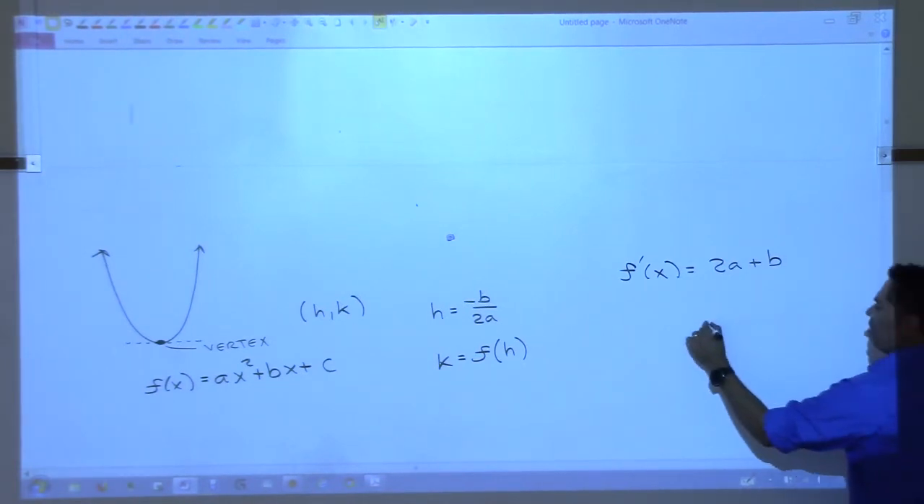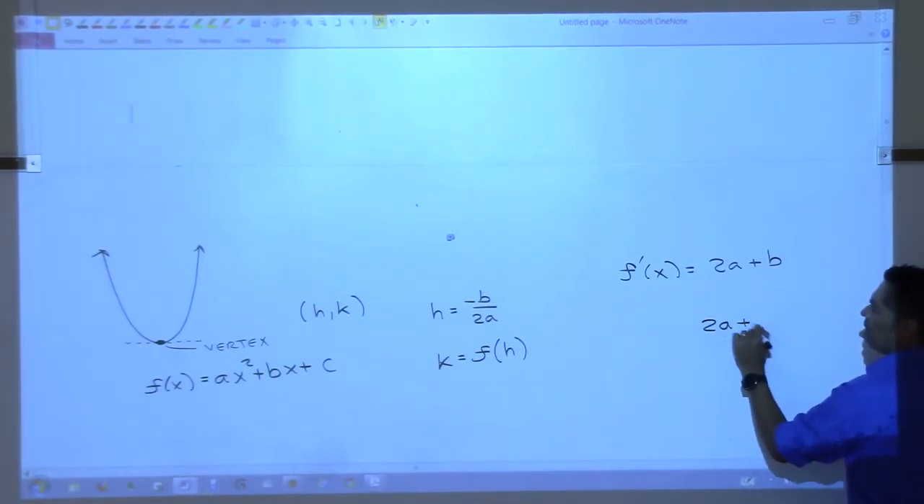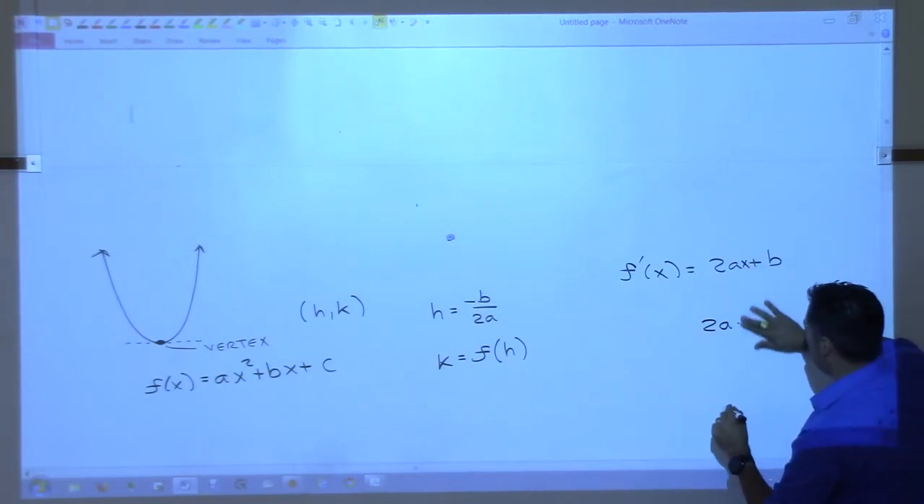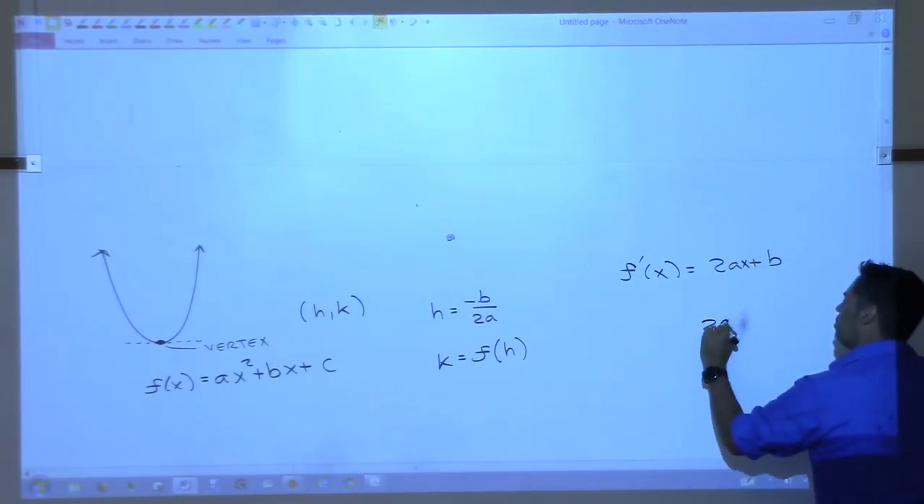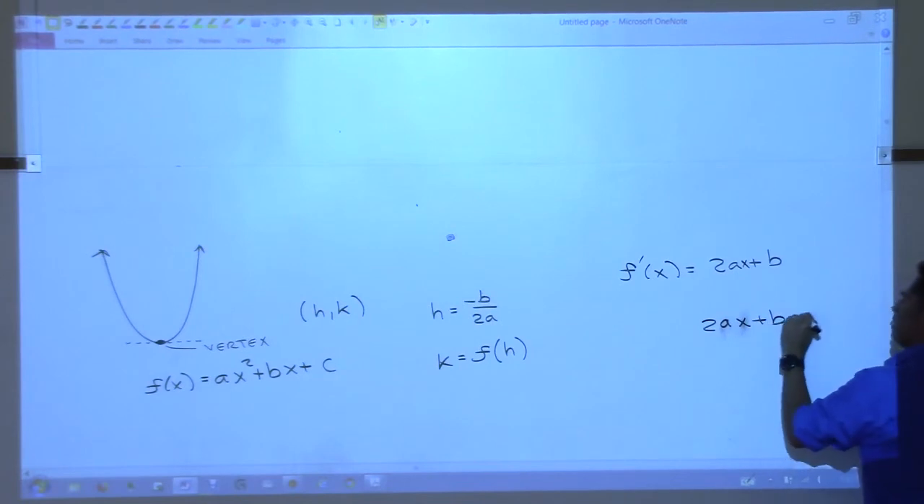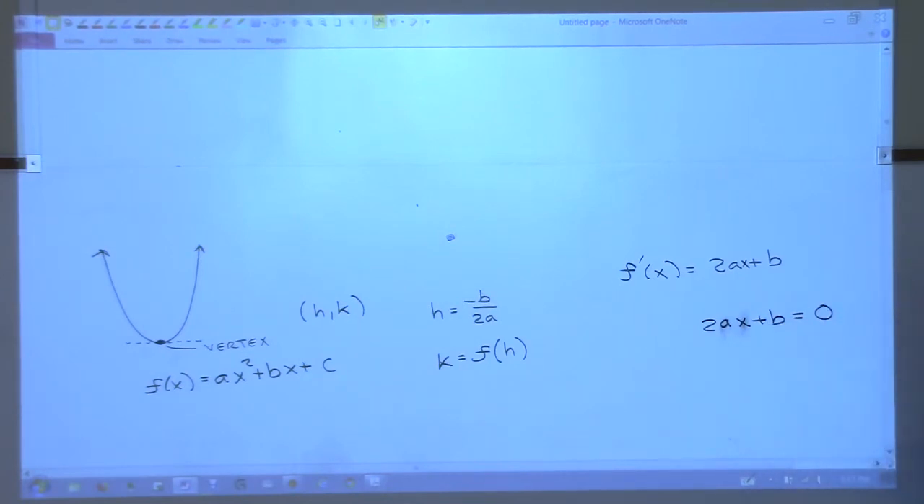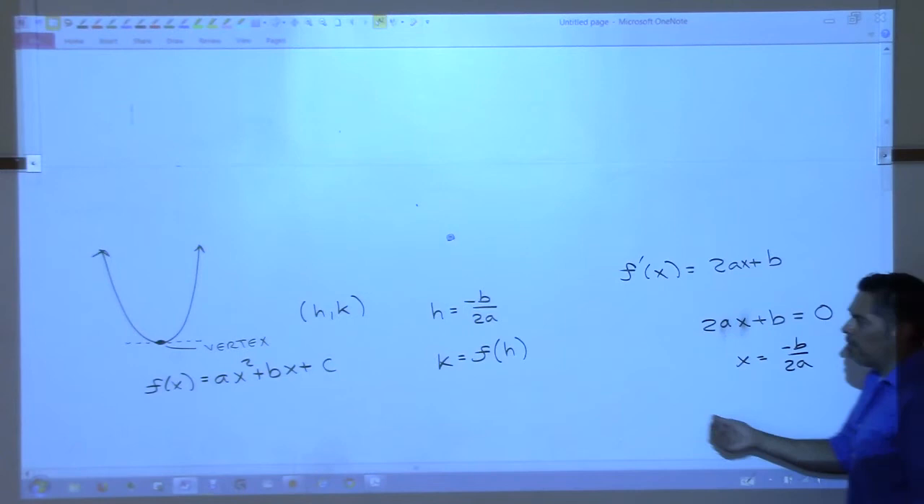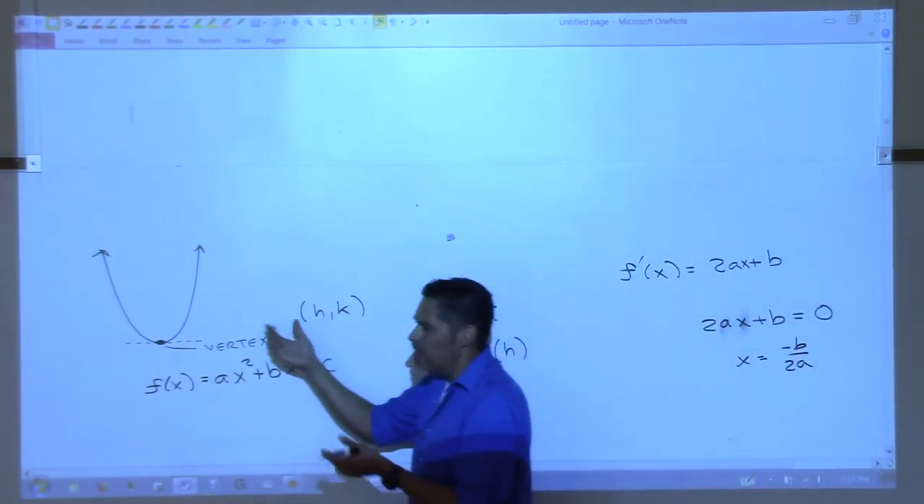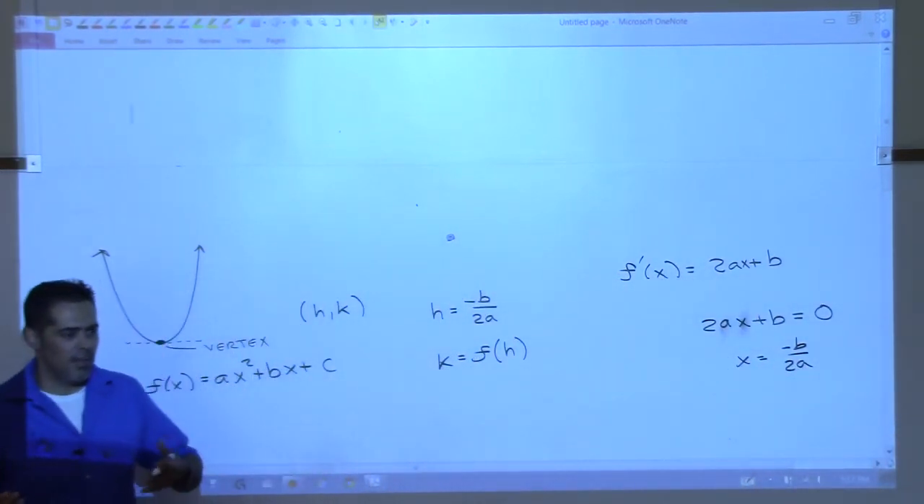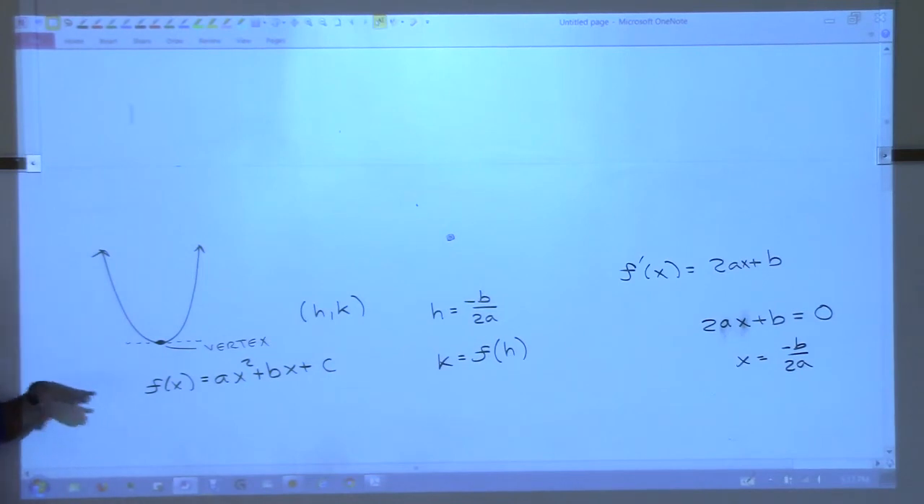So if you set that to 0, I'm missing the x, sorry. 2ax plus b, set that to 0, and solve for x. And if you solve for x, you get negative b over 2a. So this formula for finding the h part of the vertex is just simply stuff you already did. Like you just set the derivative of the quadratic equal to 0, right?